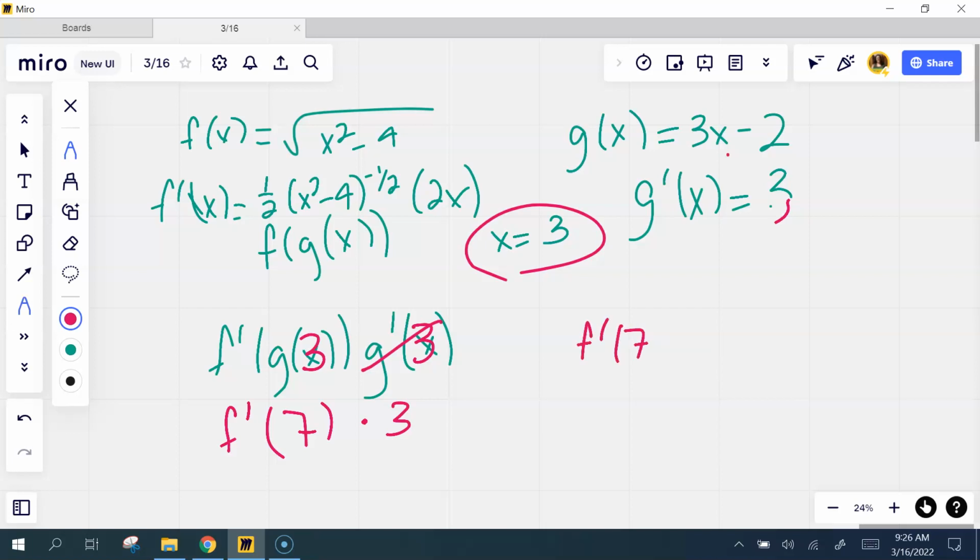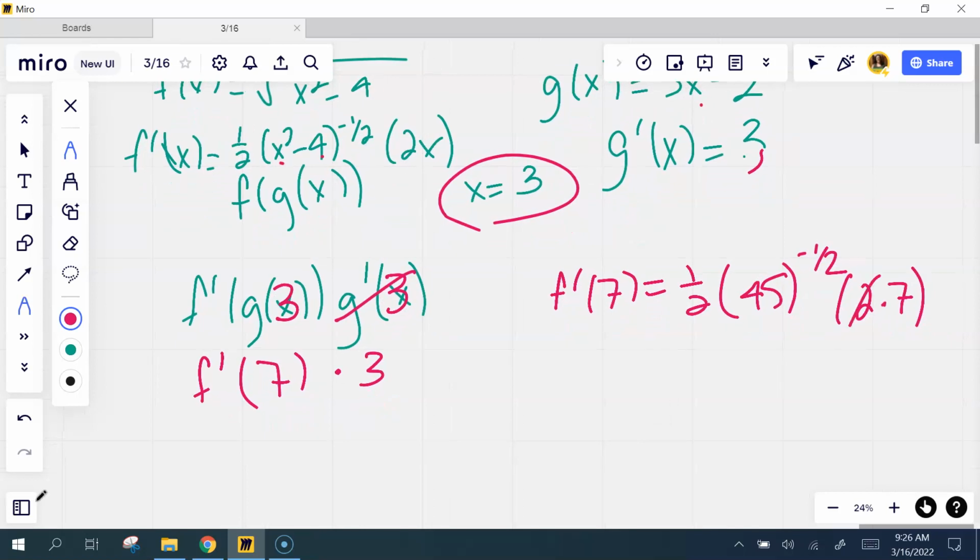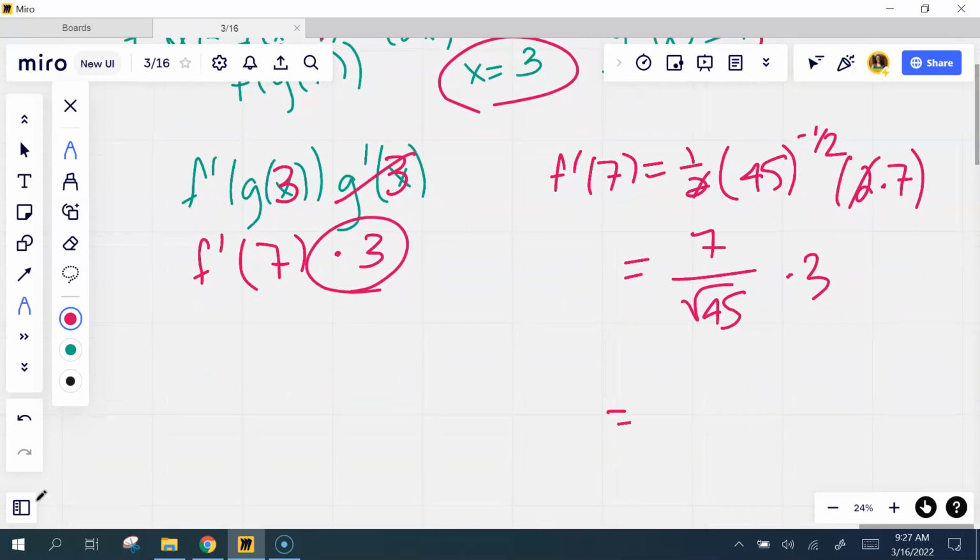The derivative at 7 is 1/2 times (49 minus 4), 49 minus 4 is 45, to the negative 1/2, times 2 times 7. I lost my place. I canceled those 2's out here. I got 7 over the square root of 45. I got to times it by this 3. So 21 over root 45.